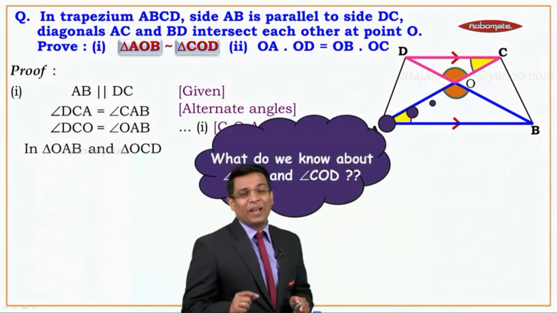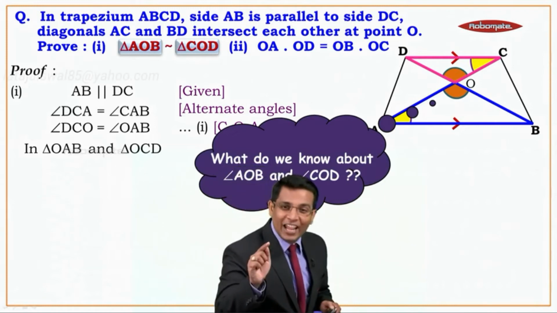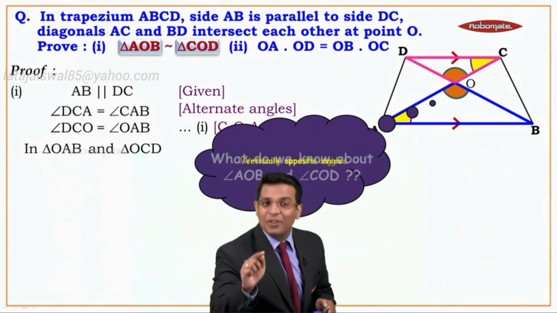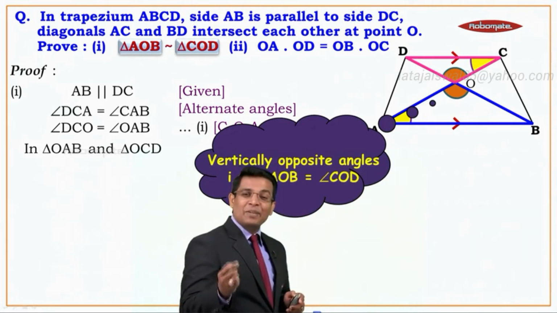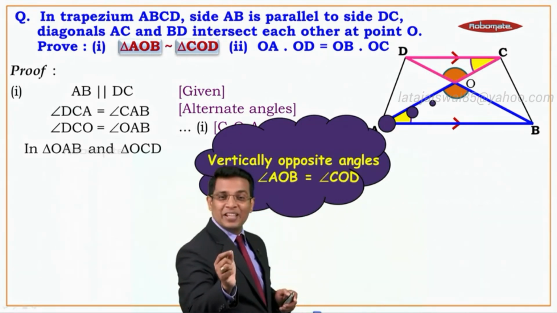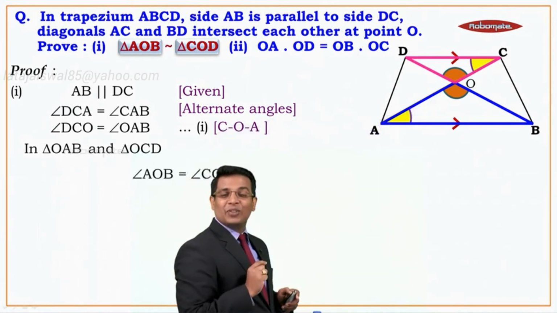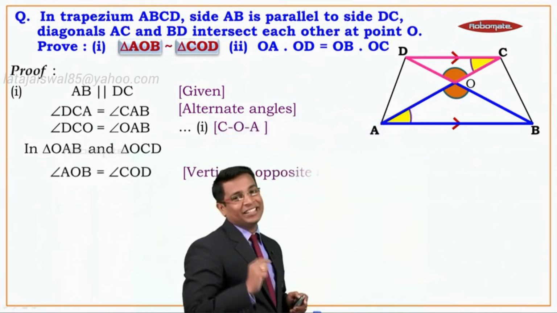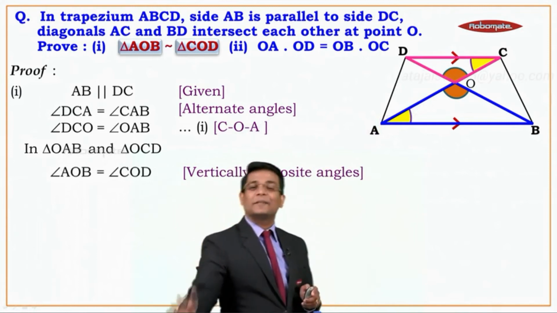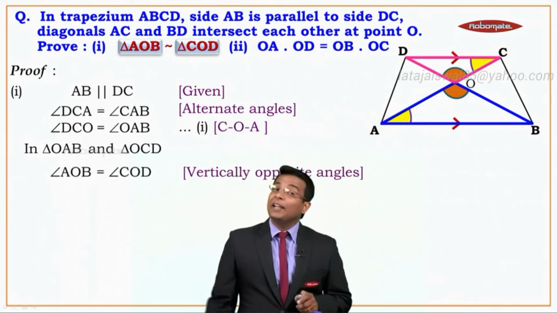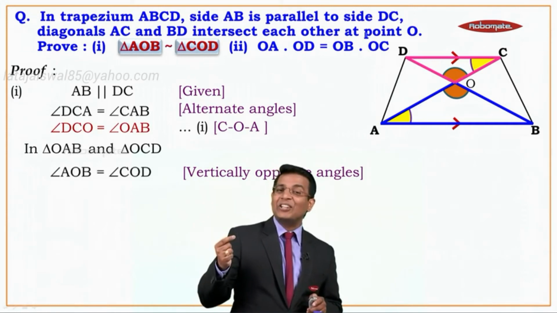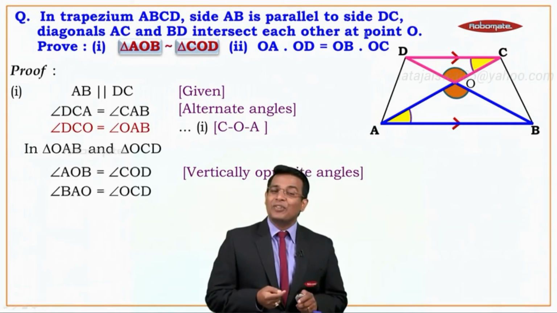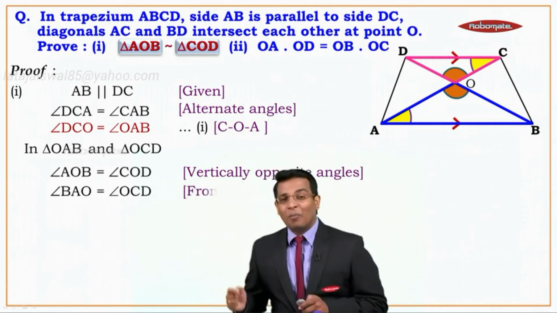Yes. If you check these two angles, what do you know about angle AOB and angle COD? We know that they are vertically opposite angles, and vertically opposite angles are equal. That means now we can write that angle AOB is equal to angle COD. So we write these two angles to be equal. We know the reason, that is vertically opposite angles. You got it, right? Now one more pair which we have already got, that is angle DCO is equal to angle OAB, which we write here, and we got it from 1.